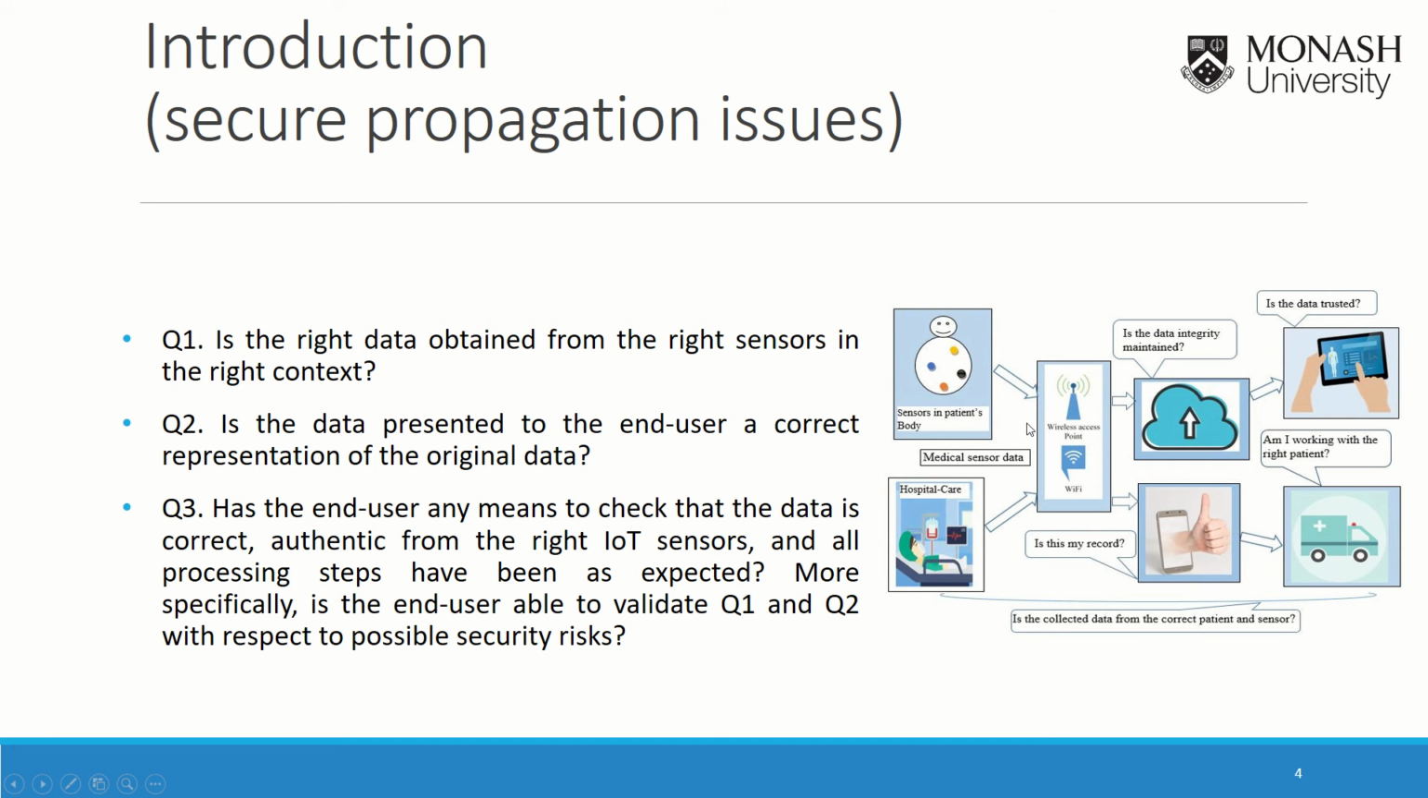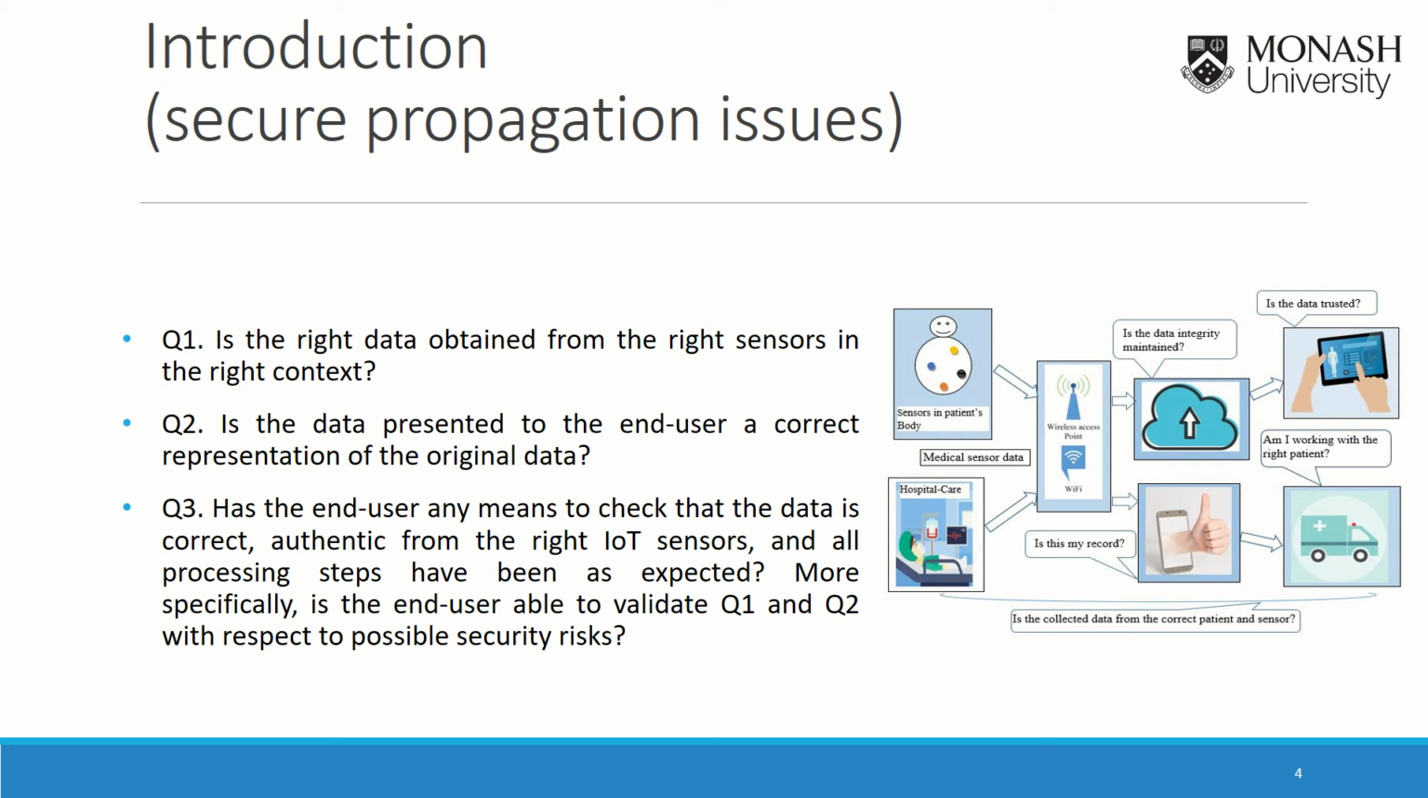So in my paper, I discussed three questions, which are the issues for secure propagation. And then, in the light of discussing these questions, I came up with the ProVIoT model as a solution.